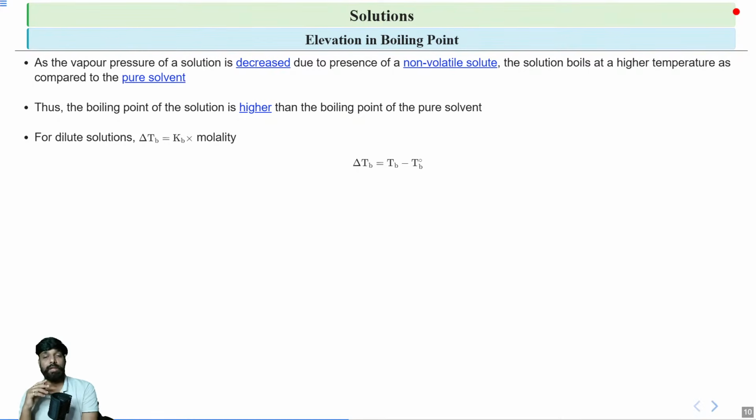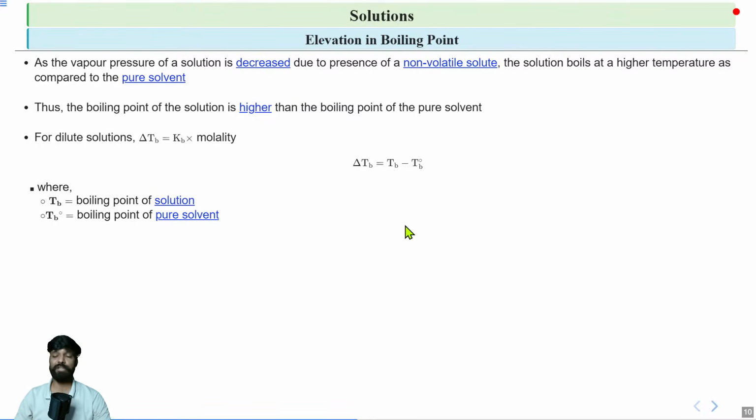Got it? Now to remove the proportionality constant, we introduce this Kb, which is the ebullioscopic constant or molar elevation constant. And what is delta Tb? It is the amount of elevation, Tb minus T naught b. Here Tb was the boiling point of the solution and T naught b is the boiling point of the pure solvent.